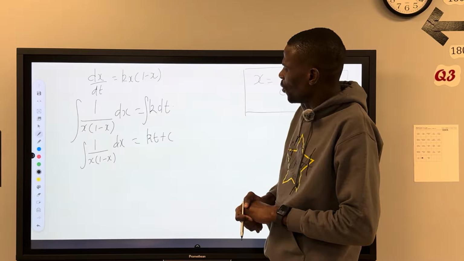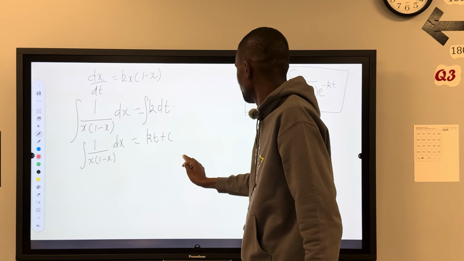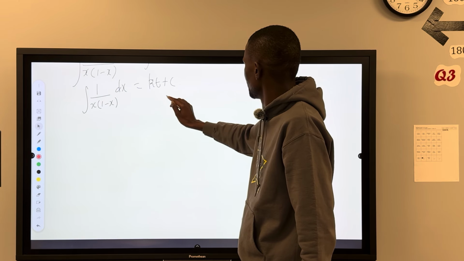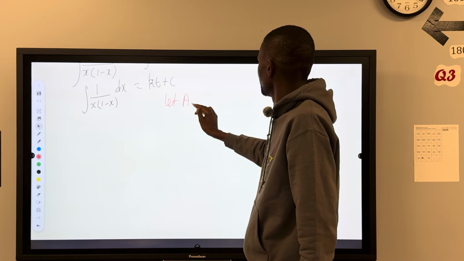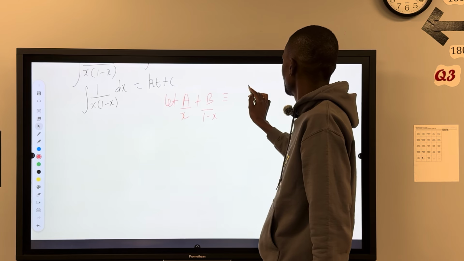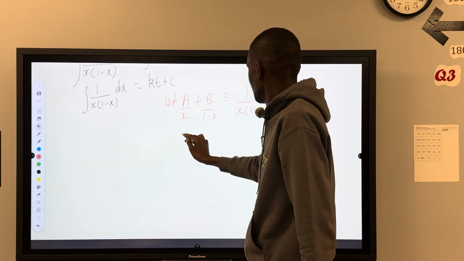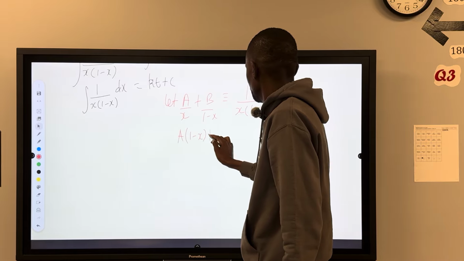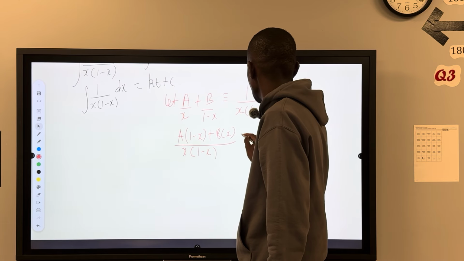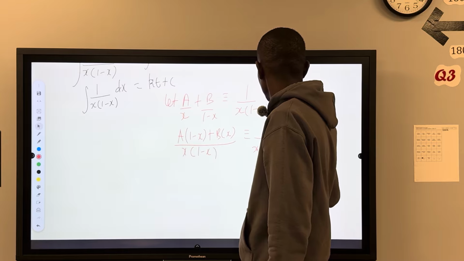Right, okay, so what we need to do now is to partialize this. Here we can let A/x + B/(1 - x) be identical to 1/(x(1 - x)). So here it simplifies to this, which is identical to 1/(x(1 - x)).